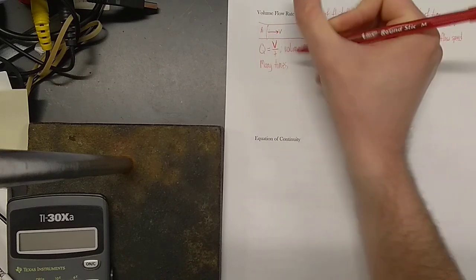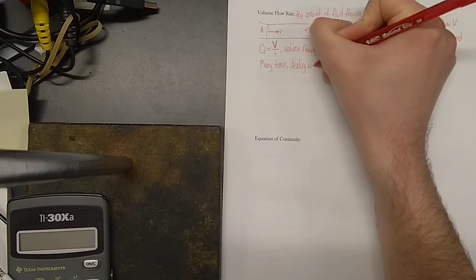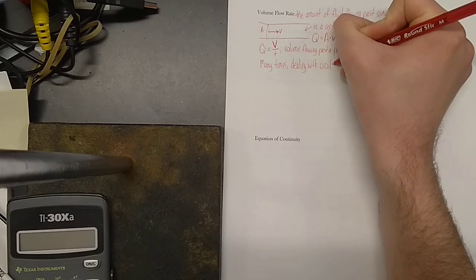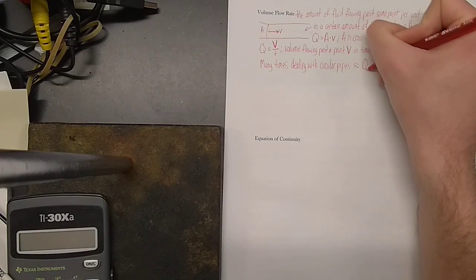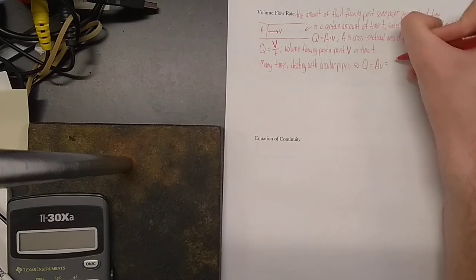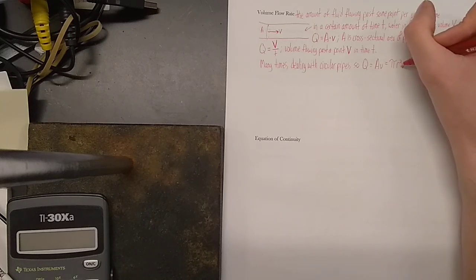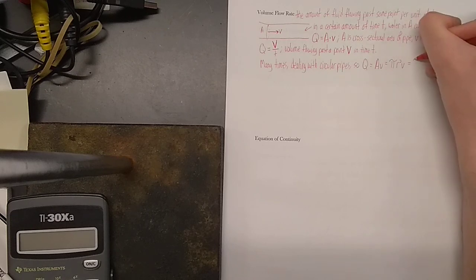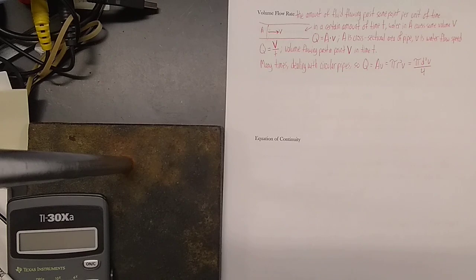Many times we're dealing with circular pipes. So Q is equal to AV. The area, the cross-sectional area of a circular pipe would be the area formula for a circle, which is pi r squared V. Sometimes you're even given the diameter, in which case r is d divided by 2. So we end up with pi d squared V over 4. Okay, those are different ways to calculate the volume flow rate.